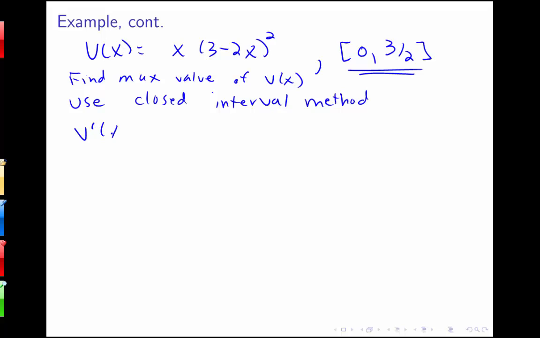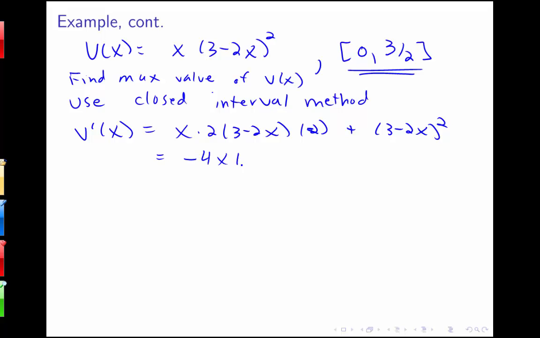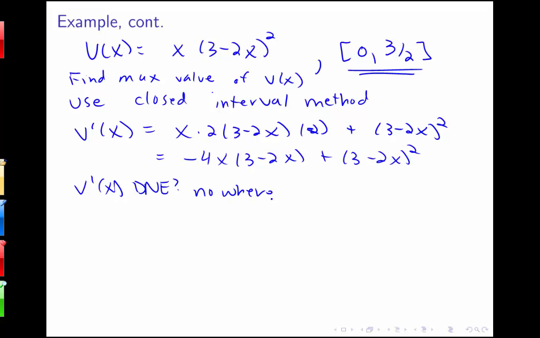So that means I need to take my derivative. V'(x) will be equal to x times 2 times (3 minus 2x) times negative 2, plus (3 minus 2x) squared times 1. This simplifies to negative 4x times (3 minus 2x) plus (3 minus 2x) squared. There's nowhere where this derivative doesn't exist, but just to remind ourselves that we have to check this, we'll say V'(x) exists everywhere.